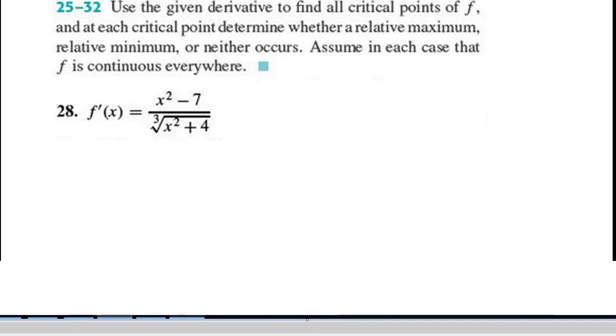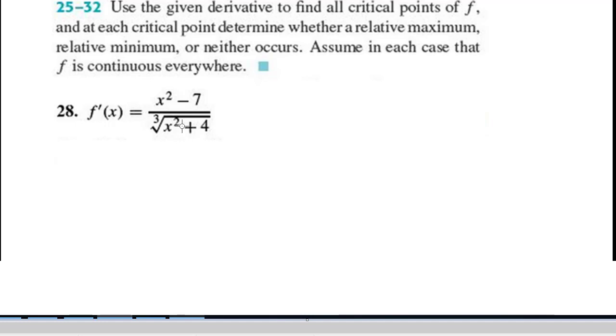Okay, so for our next problem, same instructions. Use the given derivative to find all the critical points of f, and at each critical point determine whether a relative maximum, relative minimum, or neither occurs. Assume in each case that f is continuous everywhere. So we're given the first derivative already, but notice that in this case, to find the second derivative is going to be rather tedious. So rather than using the second derivative test, we'll use the first derivative test.